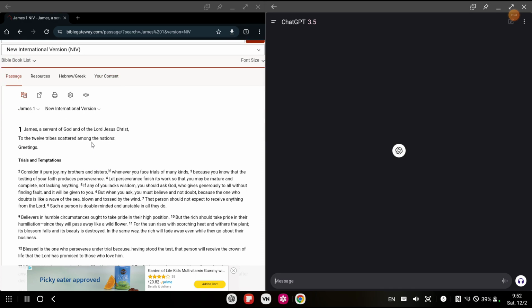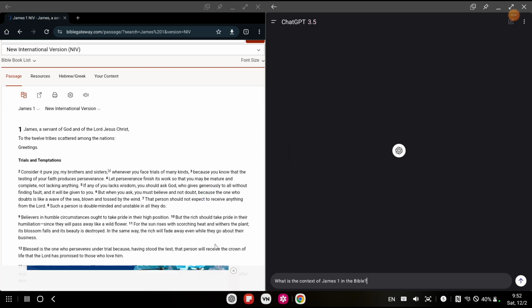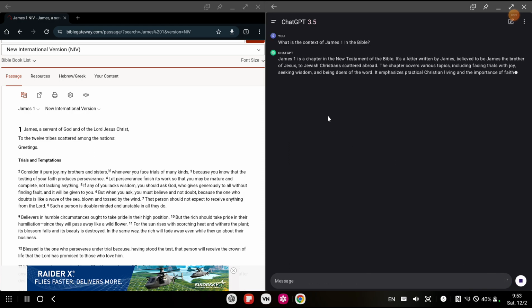And if you're not familiar with James 1, it's a book in the Bible and it gives some context. We could even ask what is the context of James 1 in the Bible? But if I was to give it my own sense, James is a book in the Bible giving insight into the Christian faith, what the religion of Christianity looks like walking, actually following along with the faith. But yeah, let's look into that. Right. So in general, it says it emphasizes practical Christian living and the importance of faith in action.